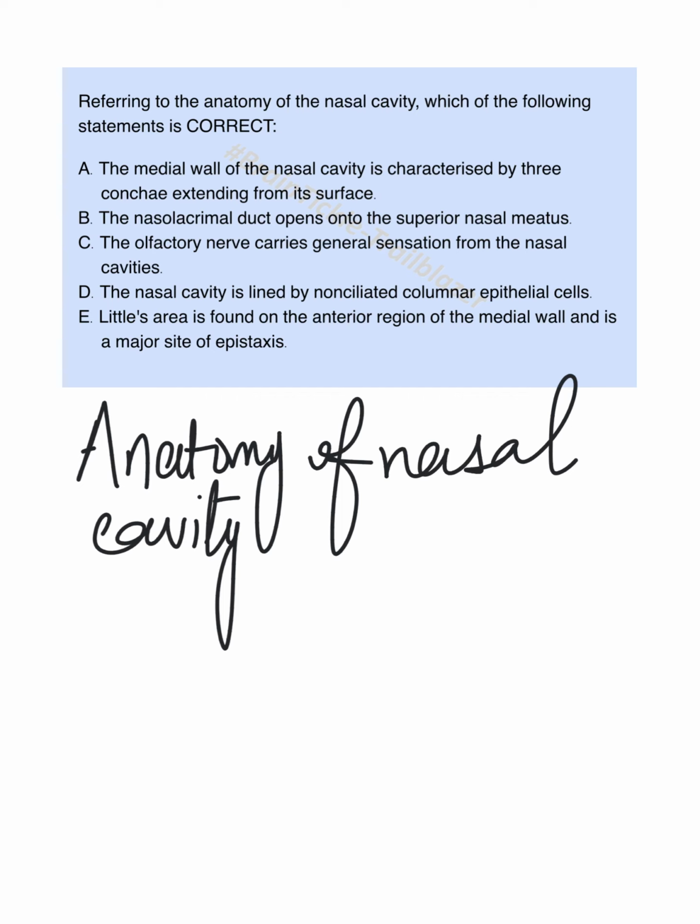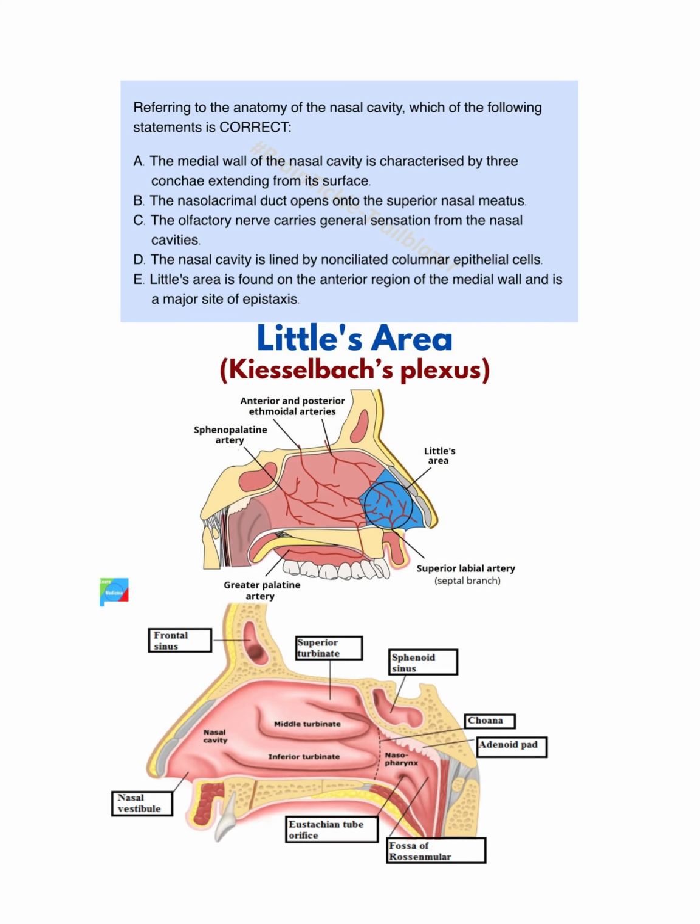of the nose. Now we can see two pictures. This one right here is showing Little's area, and this is the medial wall of the nasal cavity. And this one right here is the lateral wall of the nasal cavity. On the medial wall of the nasal cavity, we can see that there are 4 to 5 major blood supplies, and all of them are going towards the anterior part. We have the greater palatine artery, sphenopalatine artery, anterior and posterior ethmoidal arteries, and superior labial arteries.